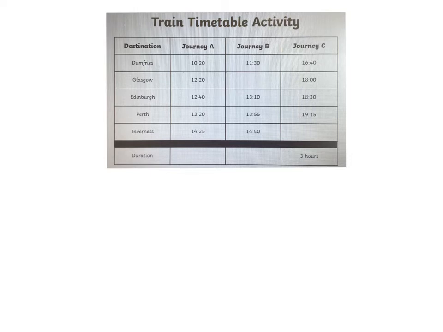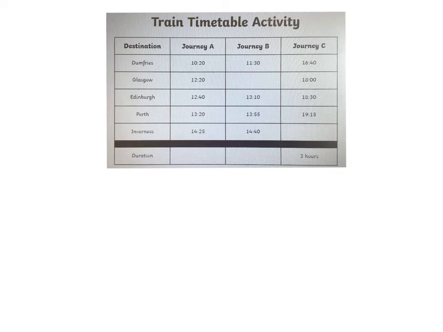So what I have up here is an example of a timetable, and it's quite a simple timetable, but it's the one we're going to be using for today's task, and it's a train timetable for a train that's moving through Scotland. So what we have is our destinations on the left, which is the different places that the train is stopping off at, and then we have three different journeys: journey A, journey B, and journey C. So that's three different trains on this timetable.